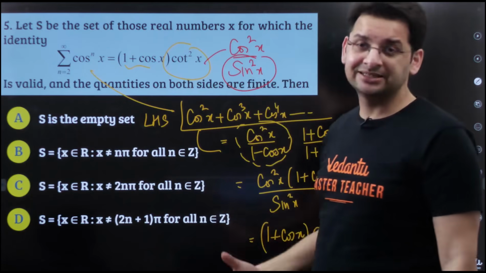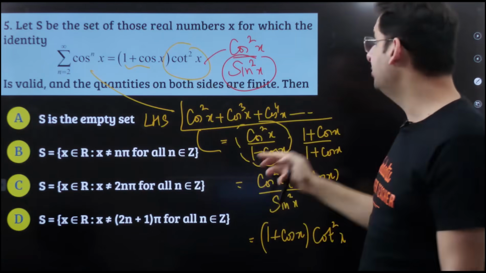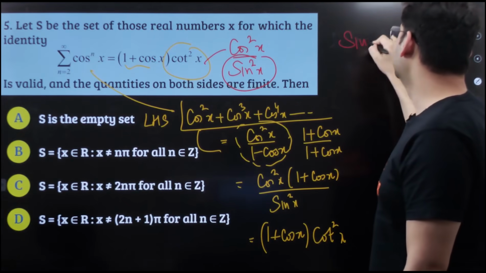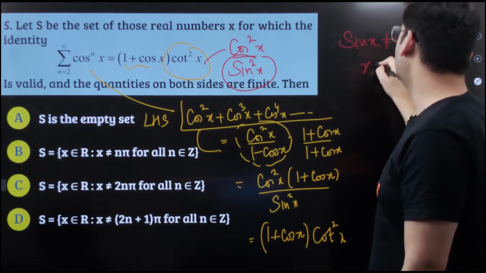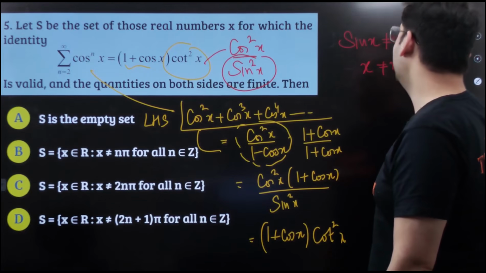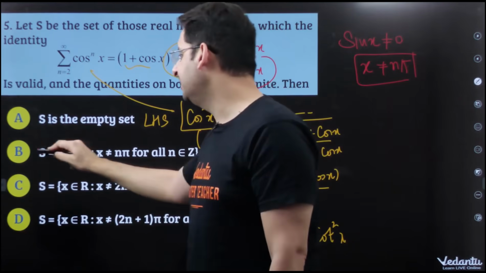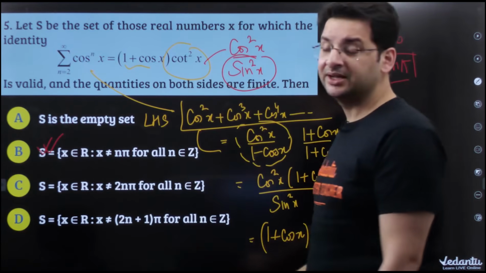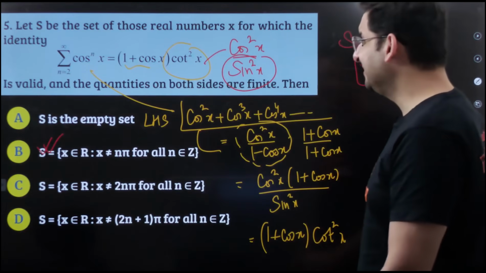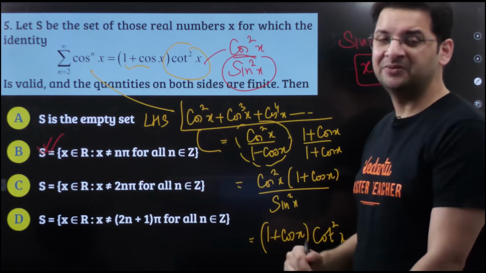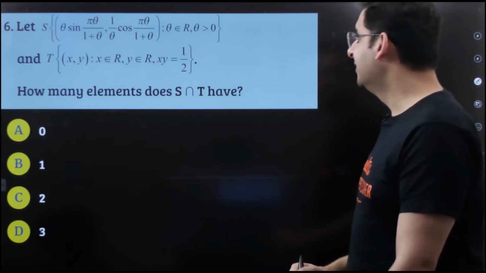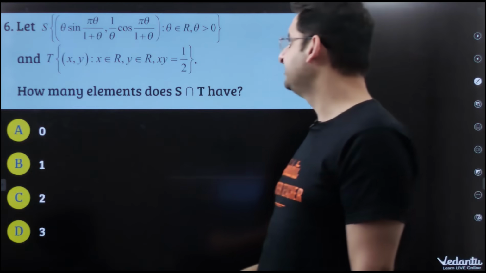So here sin x is the only problem. So sin x should not be 0, that is x is not equal to n pi. This is the only thing we had to note. So x belongs to all real, x is not equal to n pi, so option B is going to be the correct answer to this. So this was again very simple. So far every question that we have done is very simple and this was a very simple paper.